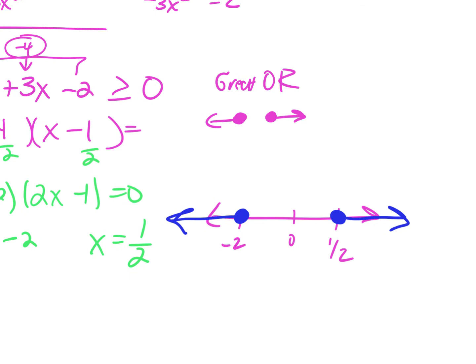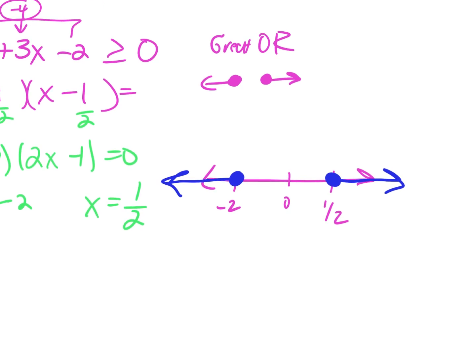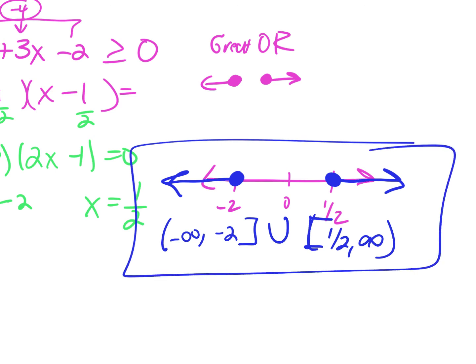Go ahead and pick -3 on one side and 1 on the other side. I promise you it'll work. But just notice, when you test points, if you have it shaded, it should work. If you don't have it shaded, it should not work. So interval notation-wise, from left to right, what is my interval notation? Parenthesis, negative infinity to -2, bracket, union, bracket, 1/2 to infinity. Perfect, good job.